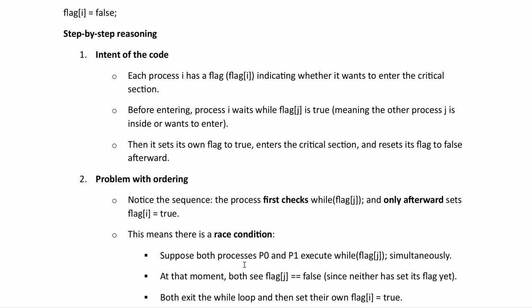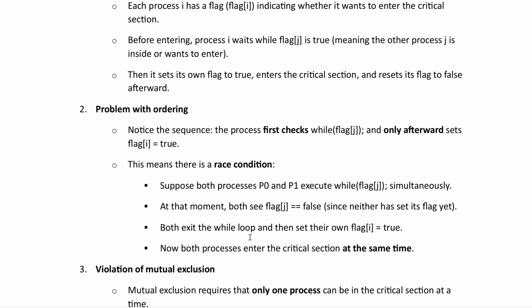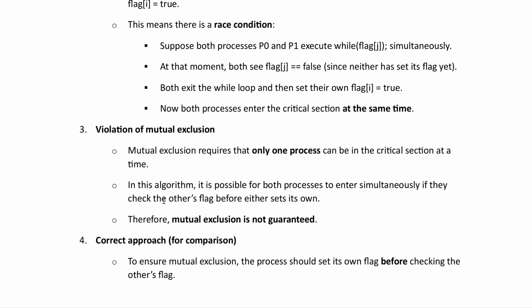But this means that there is a race condition. Suppose both processes P0 and P1 execute the check on flag J simultaneously. At that moment, both see flag J equal to false since neither has set its flag yet. So both exit the while loop and set their own flag equal to true. Process I will set its flag to true, and process J will also set its flag to true. Both processes will enter the critical section at the same time. So there is a violation of mutual exclusion.